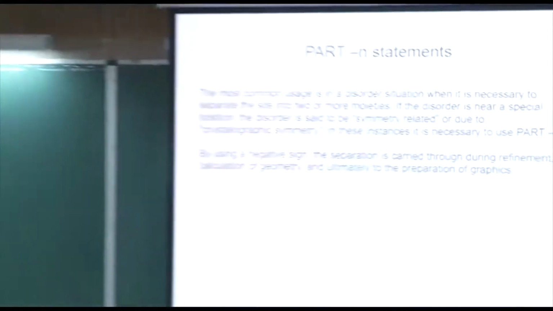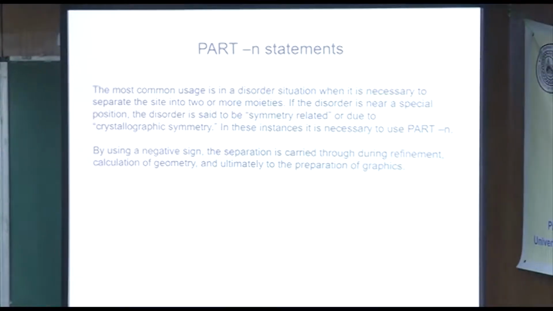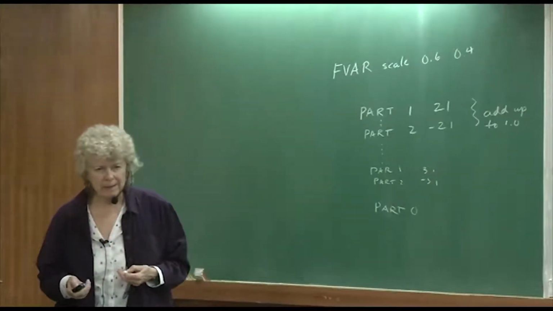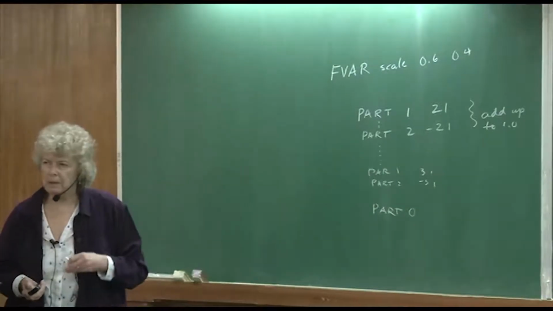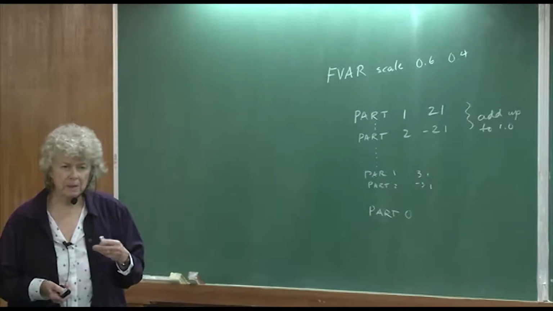So what about part -n? Usually this occurs when you have disorder. And same here, these are usually disorder situations when you have the different parts. But this part minus is special for when the disorder occurs near a special position, so a position where there's site symmetry.